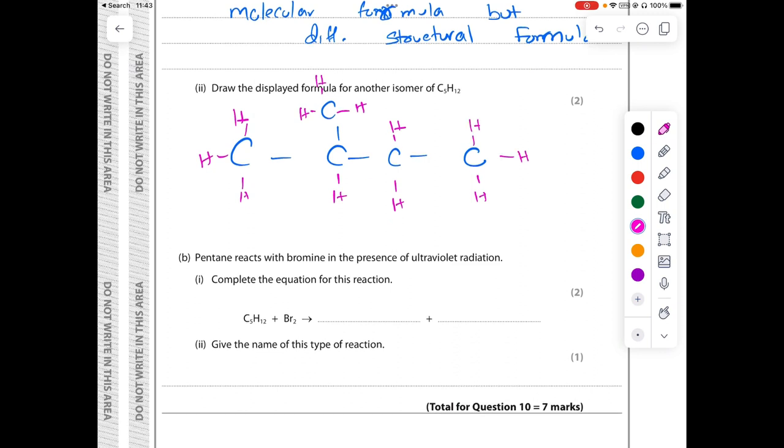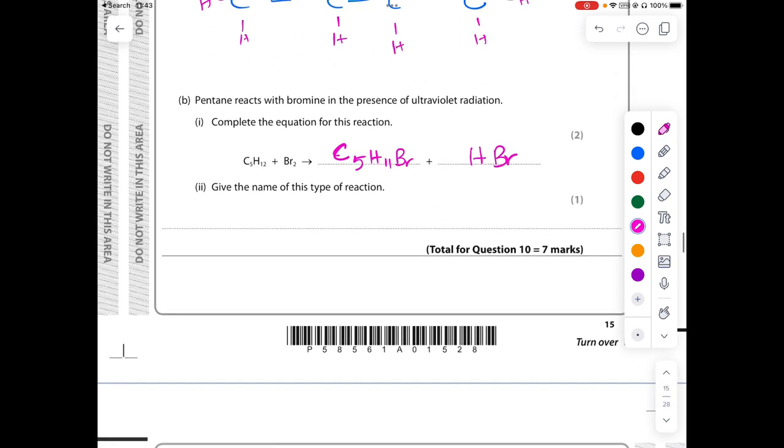Pentane reacts with bromine in the presence of ultraviolet radiation. Complete the equation in this one. So one bromine goes and replaces the hydrogen, so it will become C5H11Br, and that hydrogen comes and reacts with another bromine to form HBr. Give the name of this type of reaction. Because bromine is replacing hydrogen, it is called a substitution reaction.